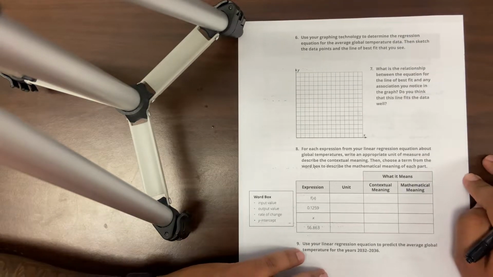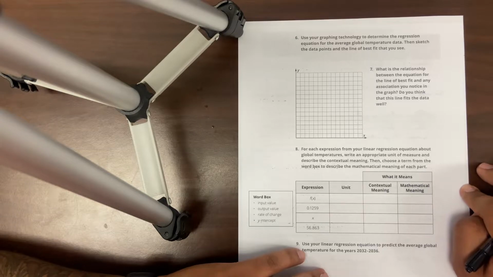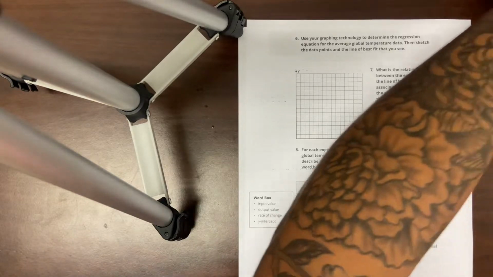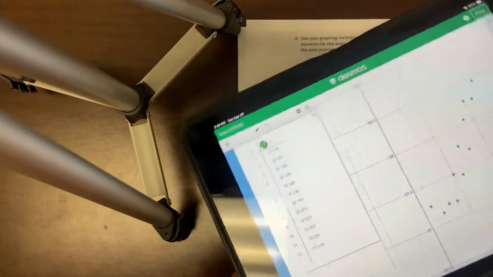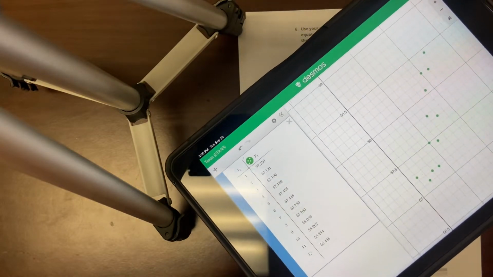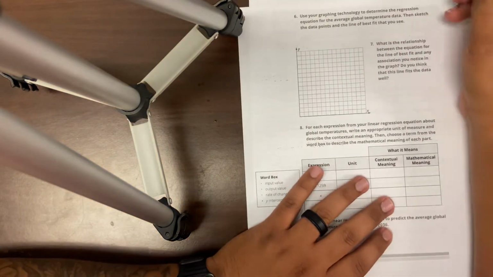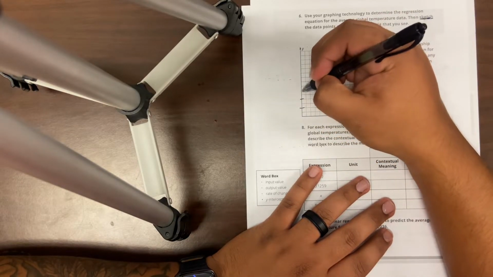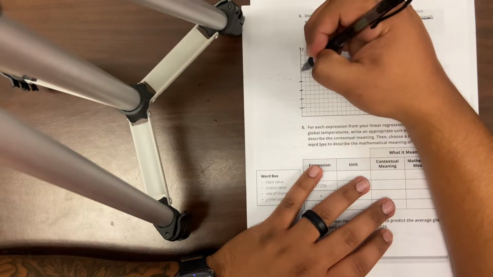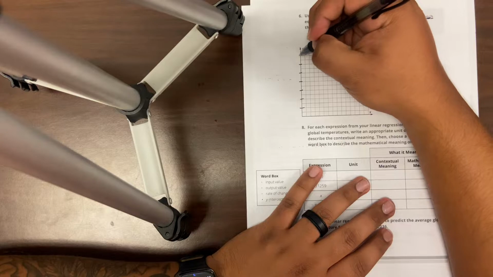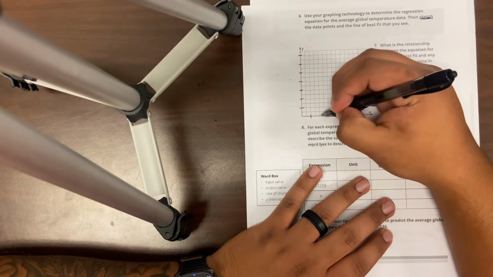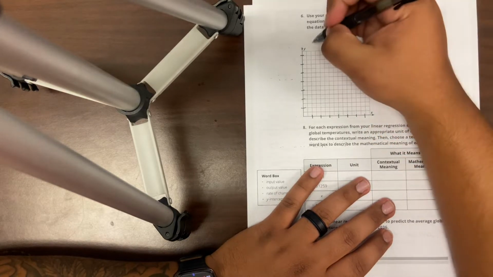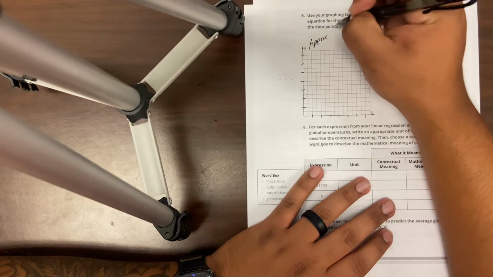Number 6, using your graphing technology to determine the linear equation, then sketch the data points. Of course, I have my data right here. I would love to make sure we can graph that beautifully, but because I just want to go with the flow, I am just going to sketch. We would love for you to label the axes a certain way. We would love for you to be able to recognize what number is going with what number, but for timing, we're just going to approximate. I'm just going to put approximated graph.